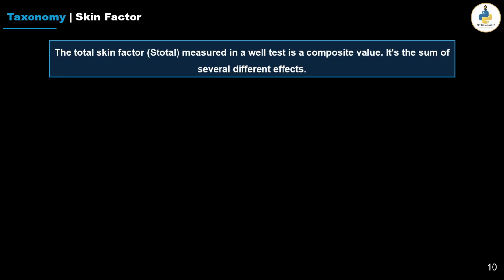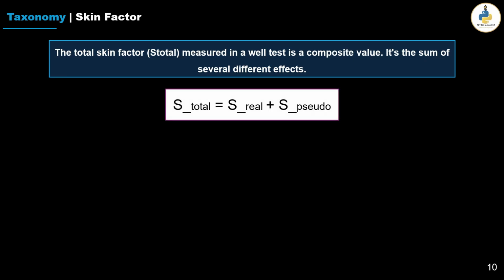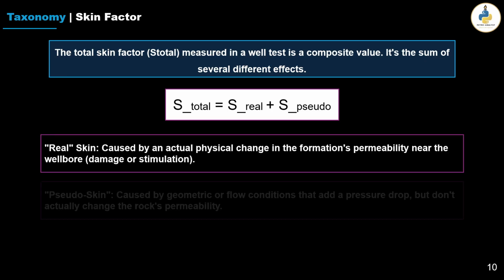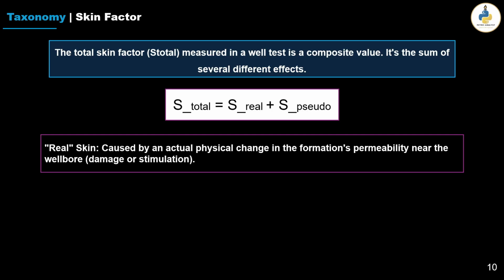The total skin factor measured in the well test is a composite value. It is the sum of several different effects. The total skin factor can be divided into two main components: the real skin factor and the pseudo skin factor. What is the real skin? The real skin is caused by an actual physical alteration or physical change in the formation permeability near the wellbore area, either damage or stimulation.